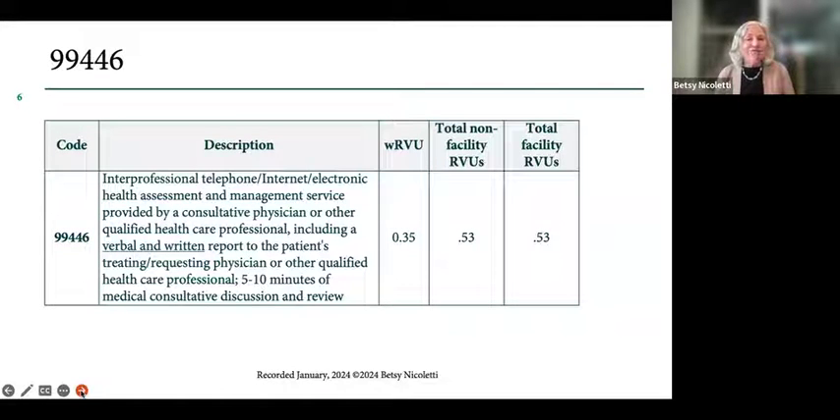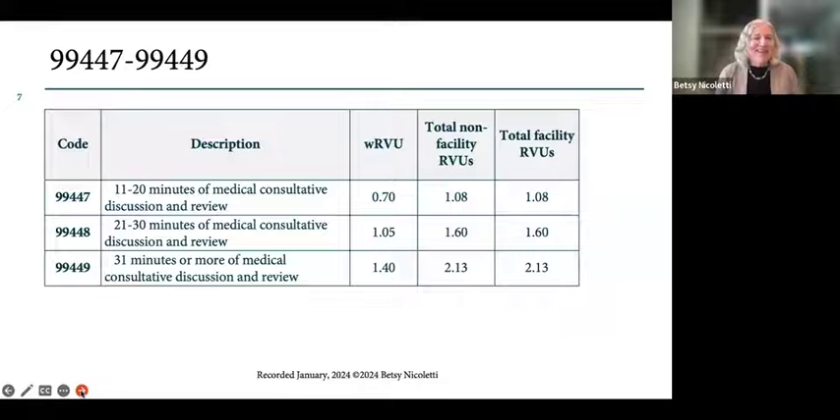And here we got 5 to 10 minutes of medical consultative discussion and review. And you can see the RVUs. Same RVUs for facility and non-facility totals. I could have put them in one column. Then we have 3 more codes: 11 to 20 minutes, 21 to 30 minutes, and 31 minutes or more.